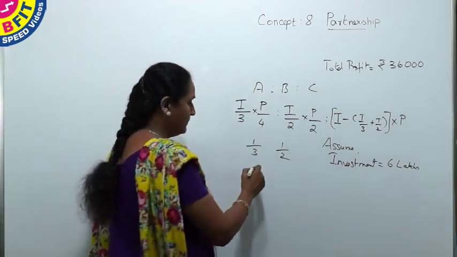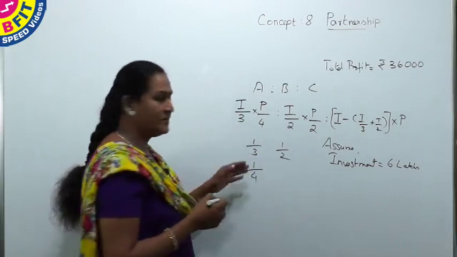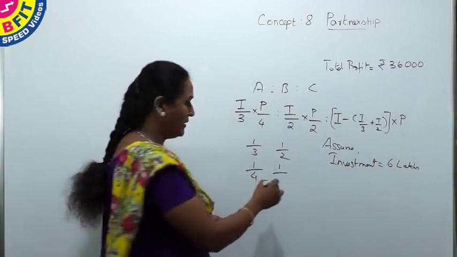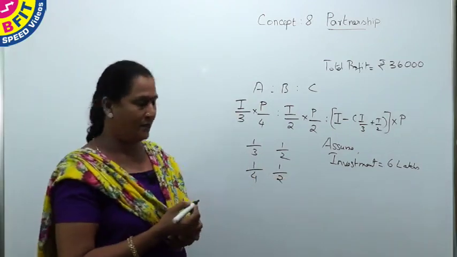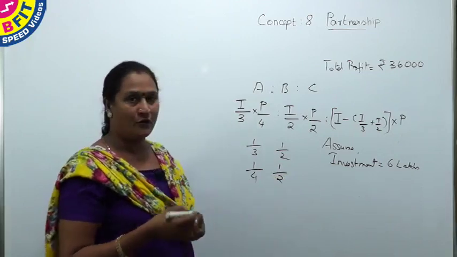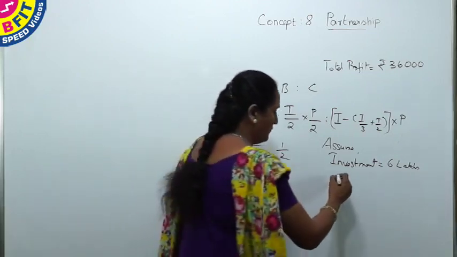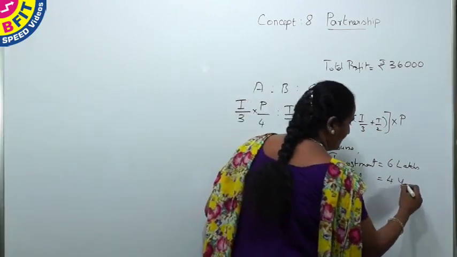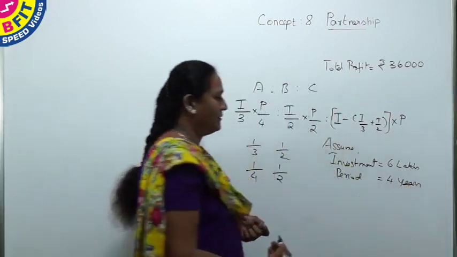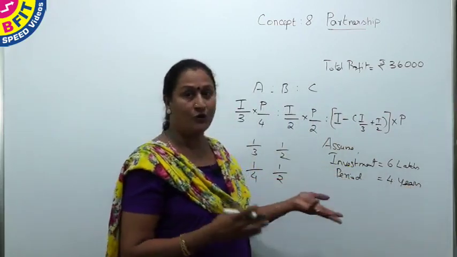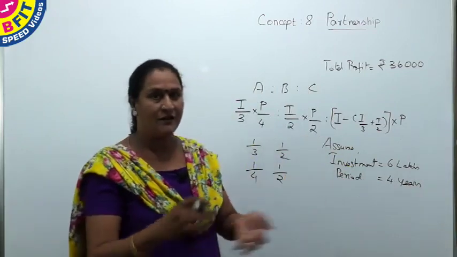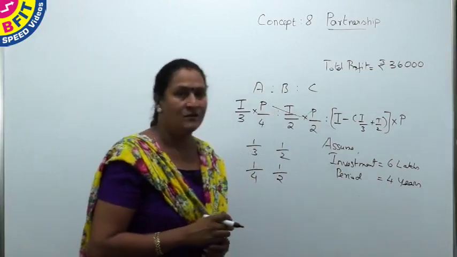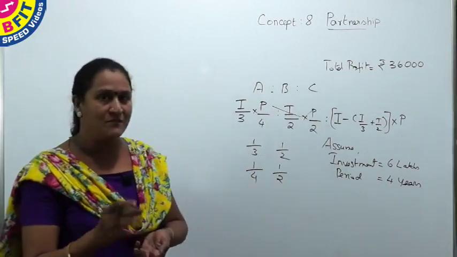And for the period, A is investing for 1/4 of the period and B is investing for half of the period. And LCM for this 4 and 2 is 4. So we'll assume that the period for which they are doing the business is 4 years. So here you can take this as 4 months or 4 days also, because we are going to find only the ratio. So now you can avoid all such calculations after assuming this. So once you assume a value, working will become simple.